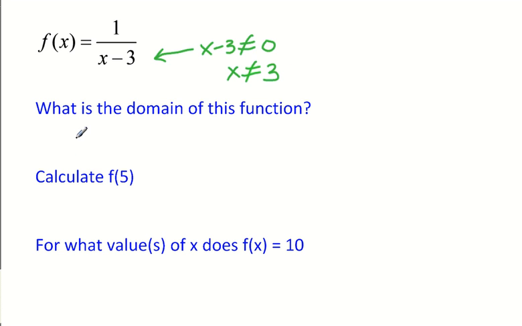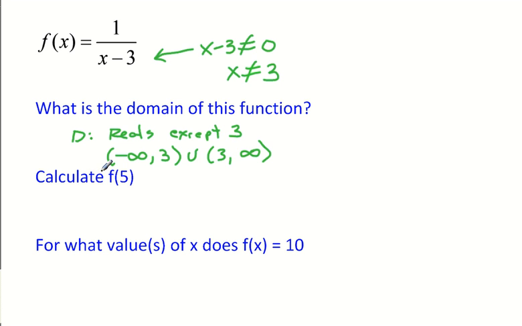So my domain, and there's a few ways to write this. We might say reals except 3. So that's one way to write it using words. Another way to write it would be, well, it's everything from -infinity to 3, and again, everything from 3 to infinity. And here we do not use the square brackets because it does not include the number 3.